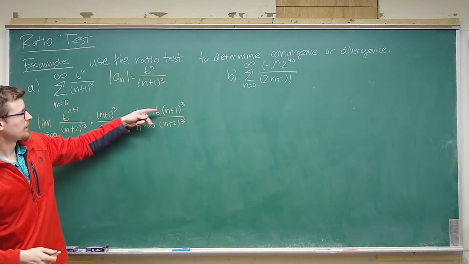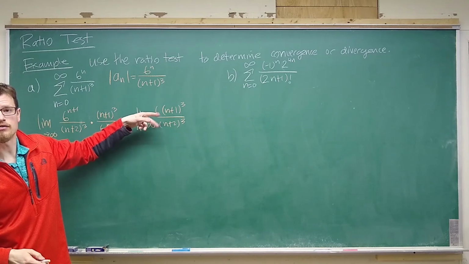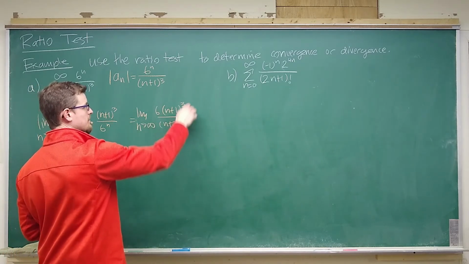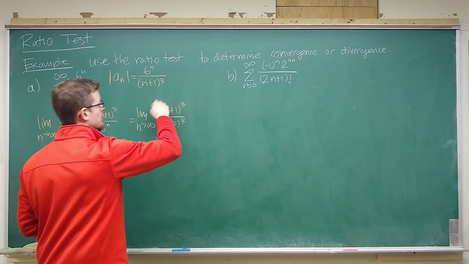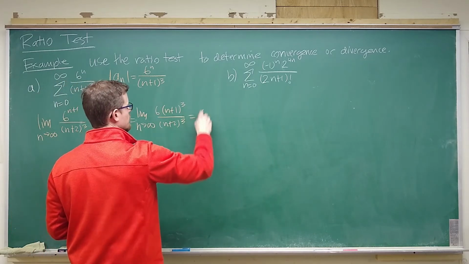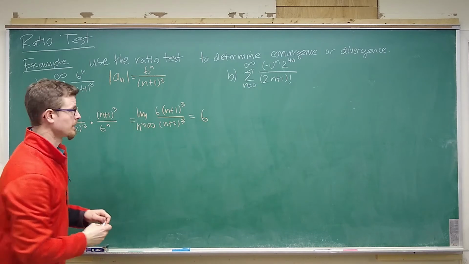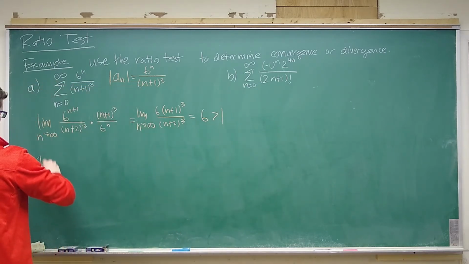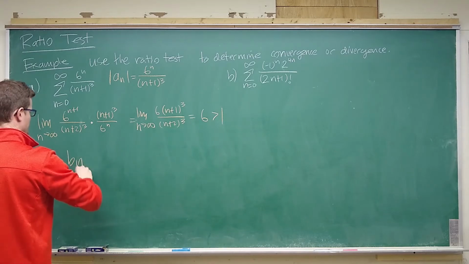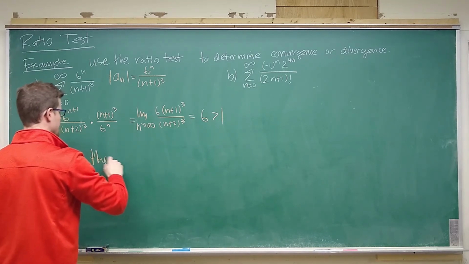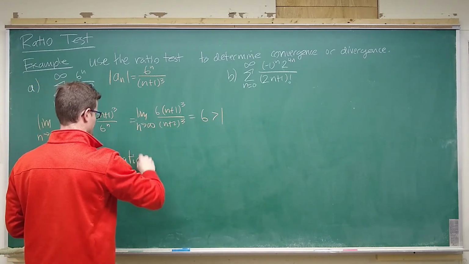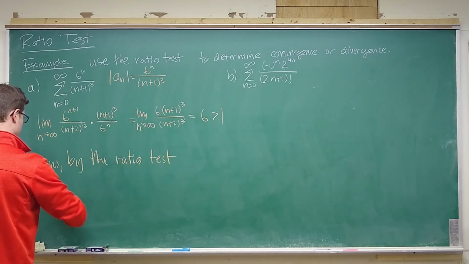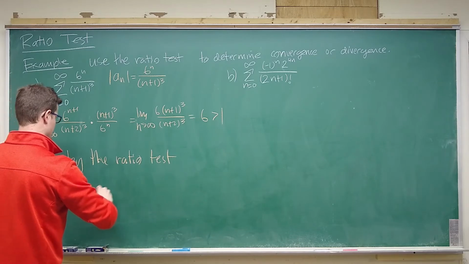This is just a ratio of polynomials. So we can see that since they're the same degree, it's just the ratio of the leading coefficients. So that's just 6, which is greater than 1. Thus, by the ratio test, the series diverges.